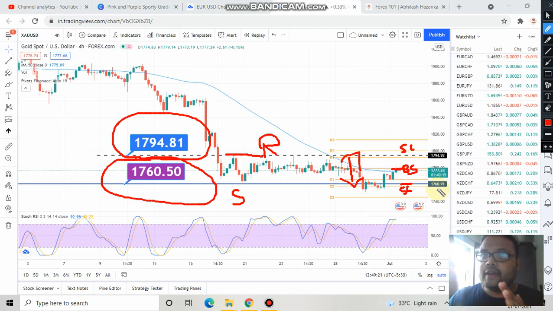As I always say, always try to dissect it, always try to find the area of value. And as I have clearly shown you, this is not the ideal position to buy.